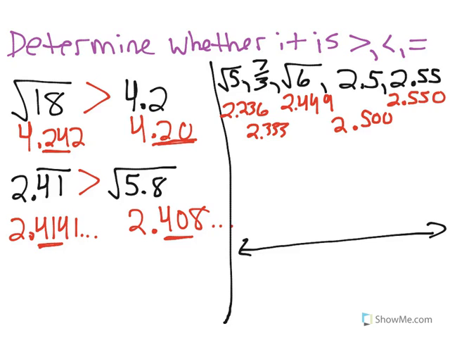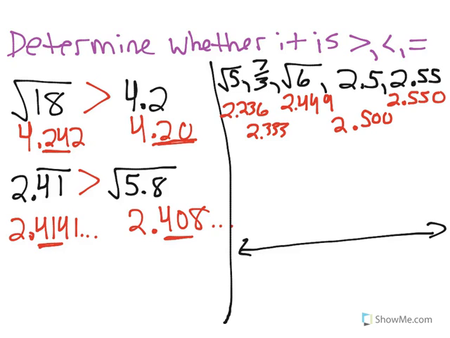So now that we have the roughly rounded decimal equivalents of all of our numbers, we are able to tell who is the smallest, and the smallest is going to be square root of 5. So that's going to be the first one that we put down, and it'll be the least one, the one furthest to the left.